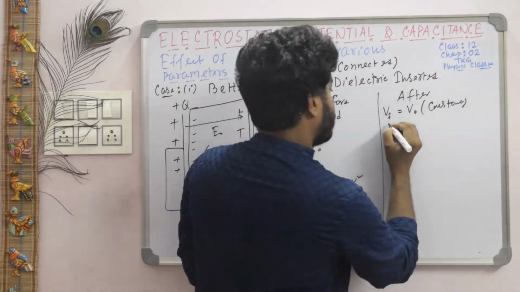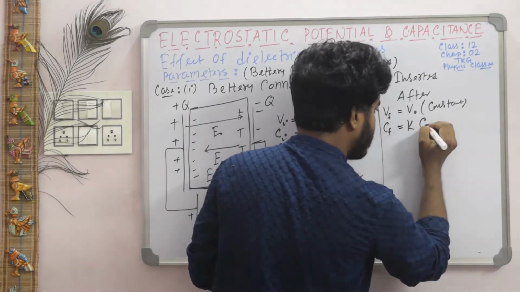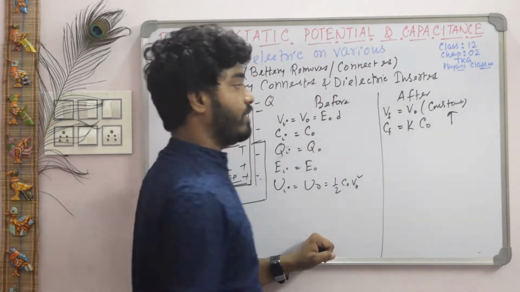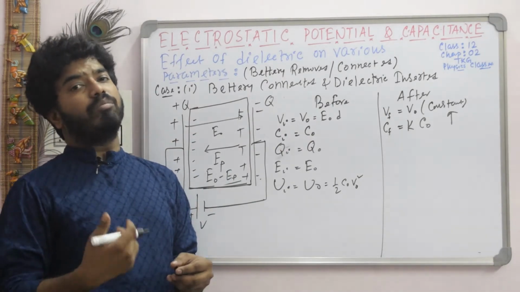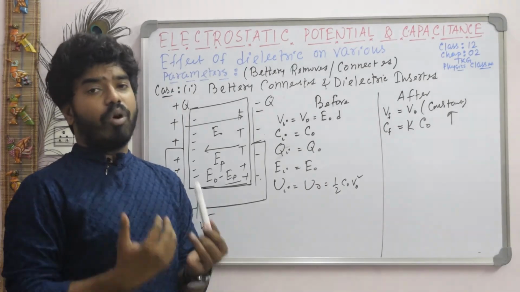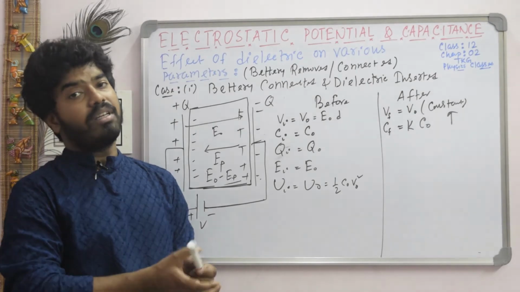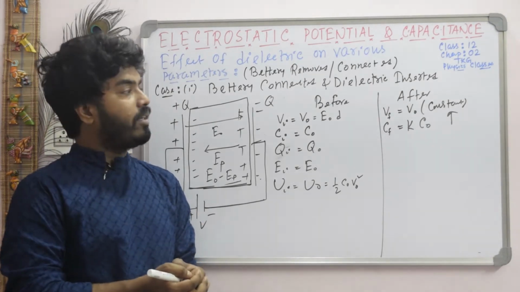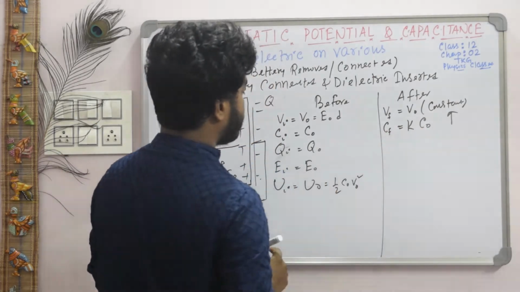Now the final capacitance. What is the final capacitance? That increases. Battery connected or removed, in both cases when we introduce a dielectric slab, the capacitance always increases by k times the initial capacitance. So C final is equal to k into C naught.